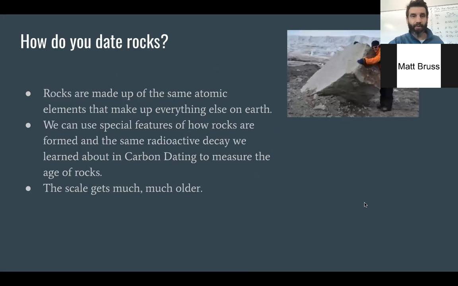And the way that we do that is, so the question then is, can we date rocks? Well, yes, we can, not in the way that the picture is showing here, but rocks are made up of the same atomic elements that make up everything else on Earth. And we can use special features of how rocks are formed and the same sort of radioactive decay we learned about in carbon dating to measure the age of rocks. And through these methods, the scales of the age of the Earth get much, much older.